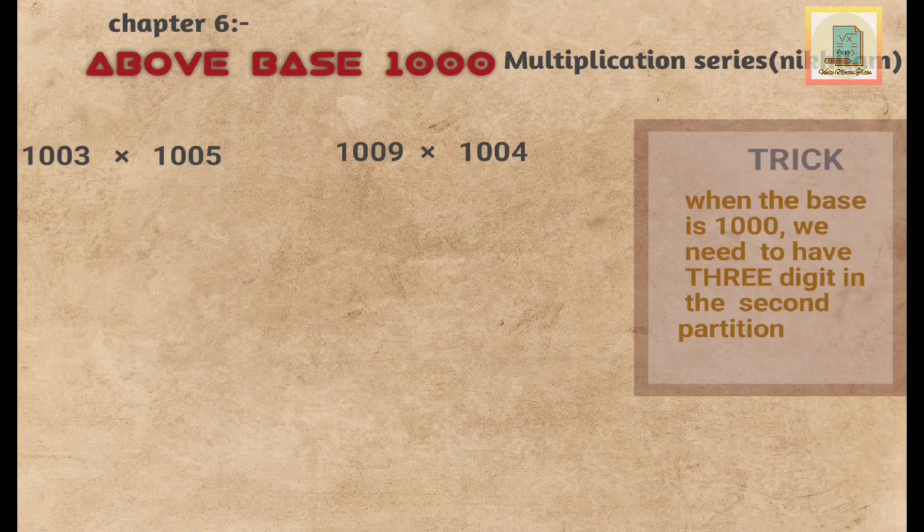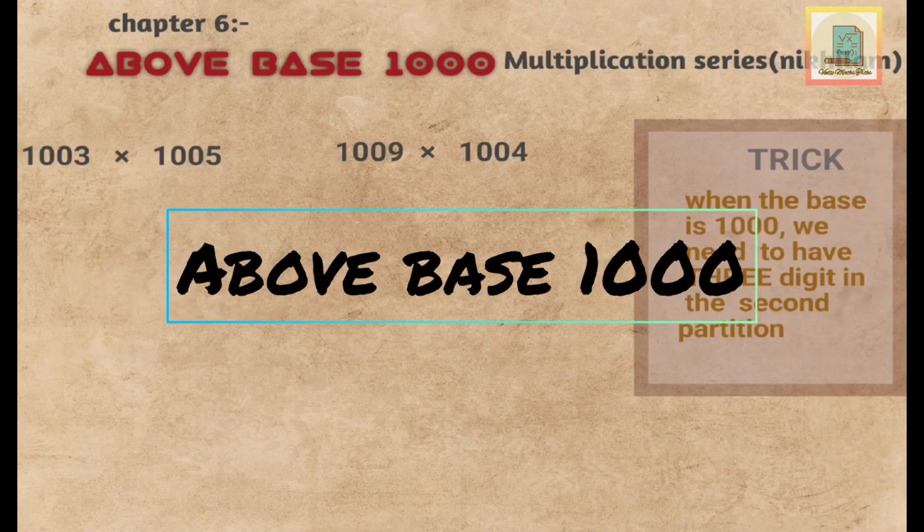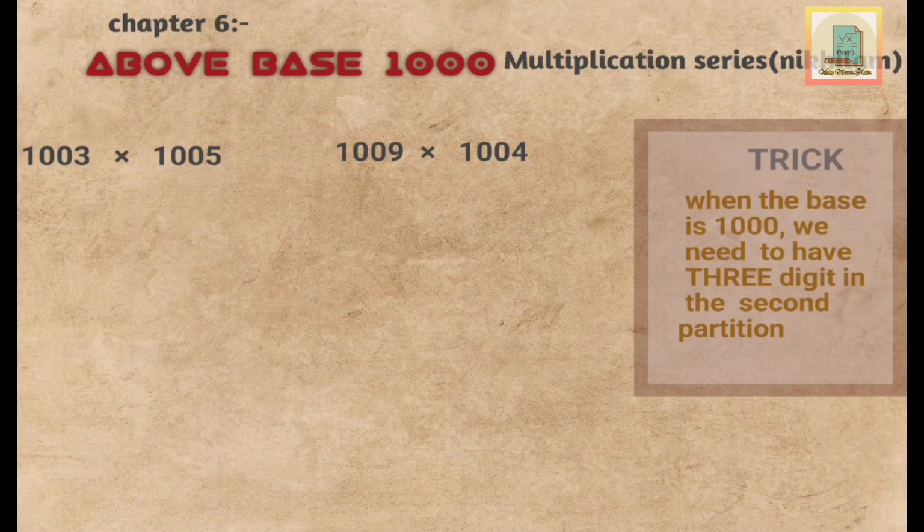Today we will learn about the above base 1000 method, which is in continuation to the above base 10 and above base 100 methods. In this method we multiply numbers near to 1000. Now let's understand by taking an example.